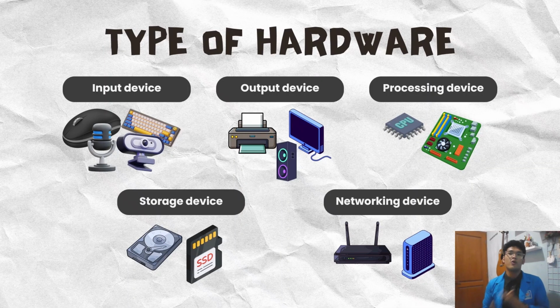And the last one is networking devices, because we need to communicate with other computers and we also need to communicate with the World Wide Web. So there must be a networking device, whether it's a modem, a router, or a local area network.